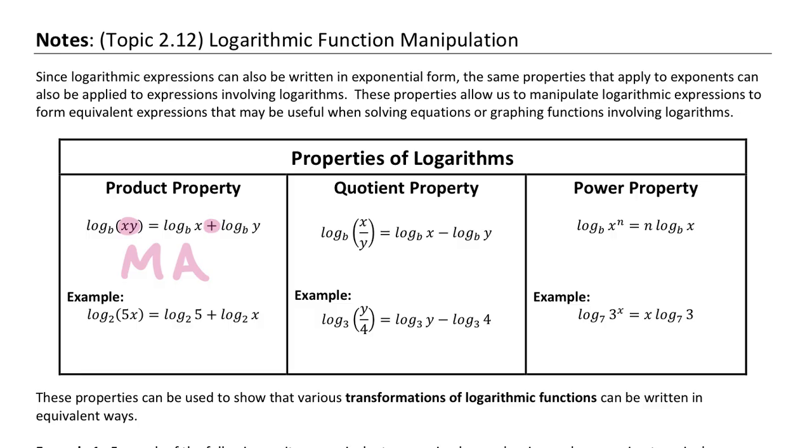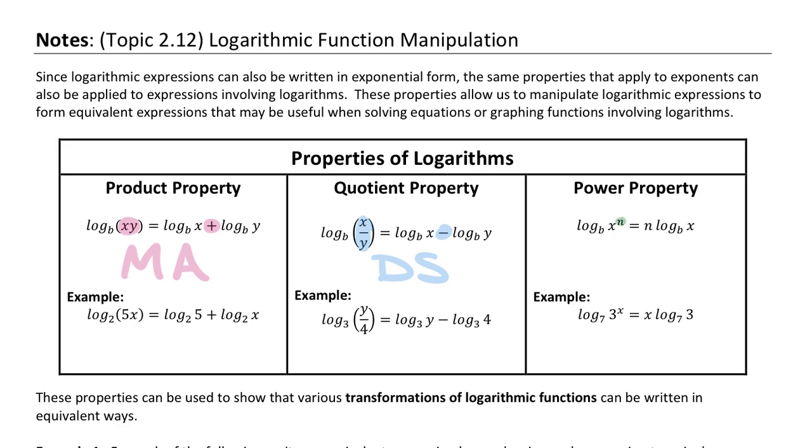The second rule is called the quotient property that says if we are dividing two things inside of a logarithm, we can separate it with subtraction. Divide means subtract. So for example, log base 3 of y over 4, we can separate by log base 3 of y minus log base 3 of 4. The last one is called the power property, the power rule.